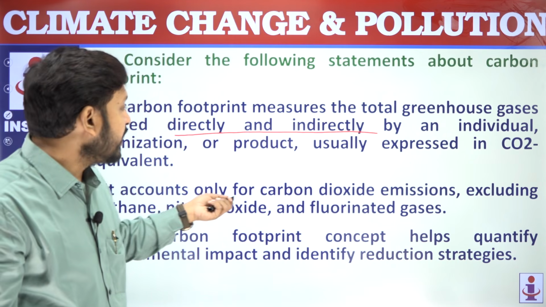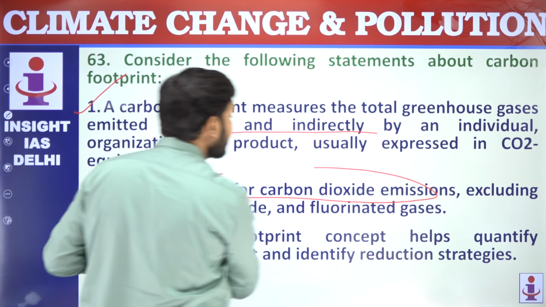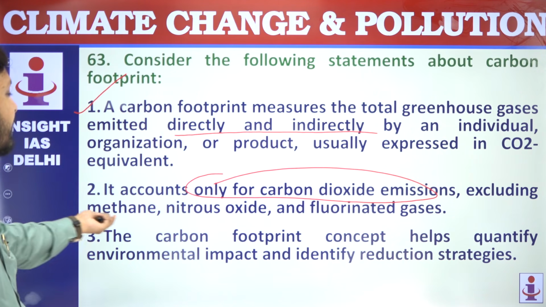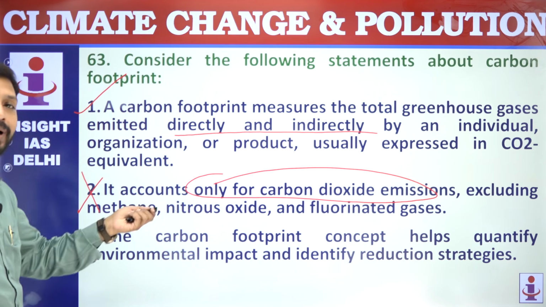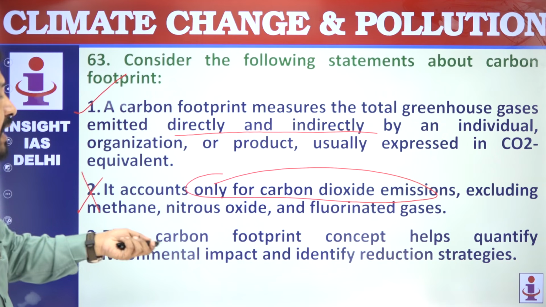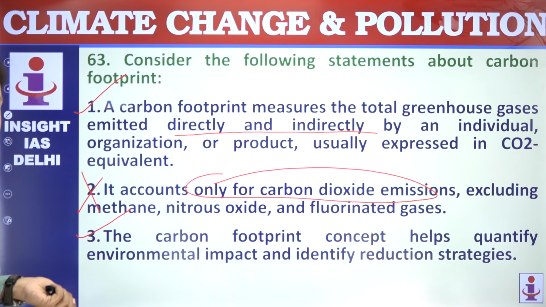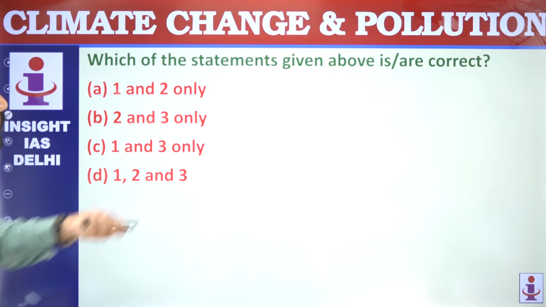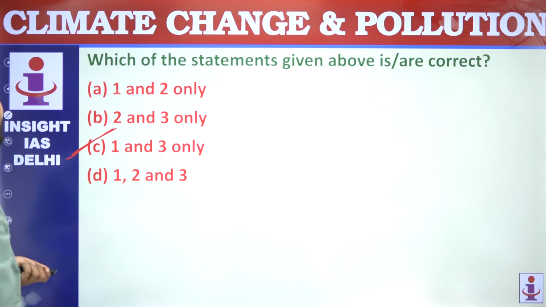It accounts only for carbon dioxide emissions. No, it is not just carbon dioxide. Other greenhouse gases are also part of it, like methane, nitrous oxide and fluorinated gases. This is the wrong one. They are also part of this one. The carbon footprint concept helps quantify the environmental impact and identify reduction strategies. Yes, this is the right statement. 1 and 3 are correct. Second one is wrong. So they are asking correct. So 1 and 3 are correct. Okay, so this is there in the C option.